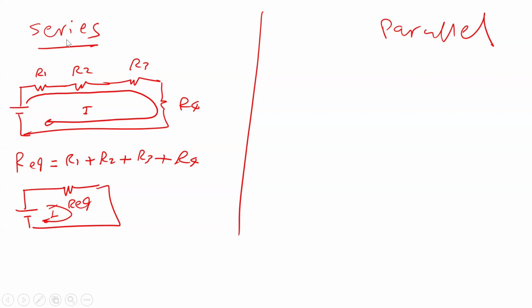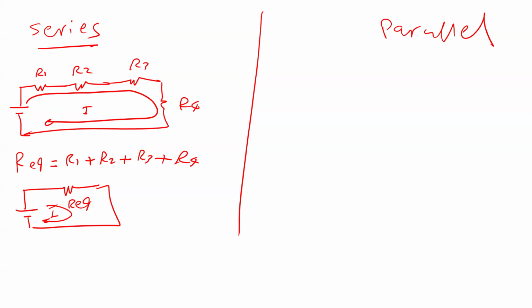In case of series, the current here is the same as the current here, the current here, the current here. So it's the same current, but the voltage is divided. So V1 plus V2 plus V3 plus V4 equals the source voltage V. So it's the same current, but we divide the voltage. Okay, so this is series.